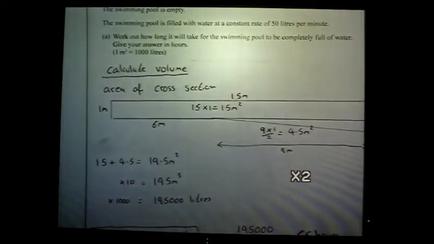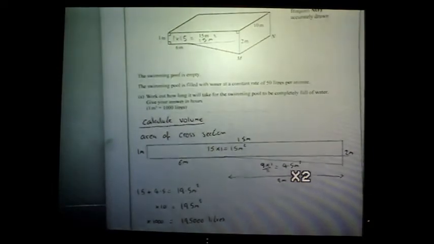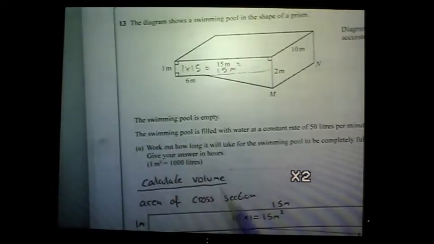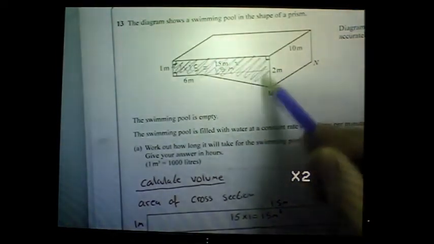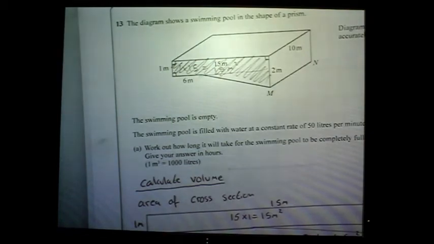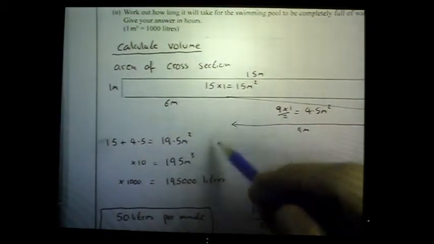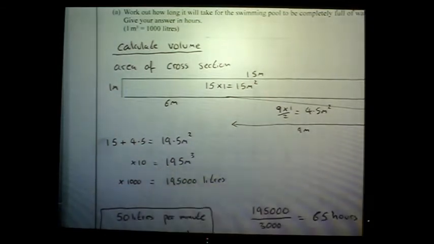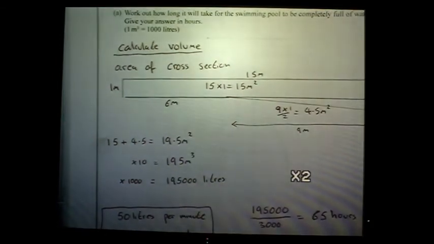So I've added those up. 15 and 4.5 is 19.5 metres squared. That's the area of the cross-section, and I'm going to shade that cross-section in. So I've worked out the area of this bit here. To find volume, you multiply it by how far it goes back, so that's 10 metres. Here's my workings for it. Times it by 10 metres, that gives me a volume of 195 metres cubed.